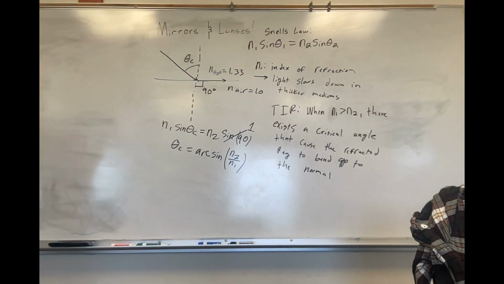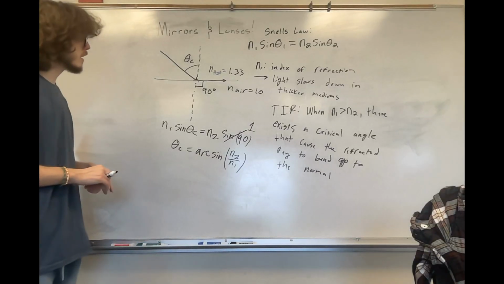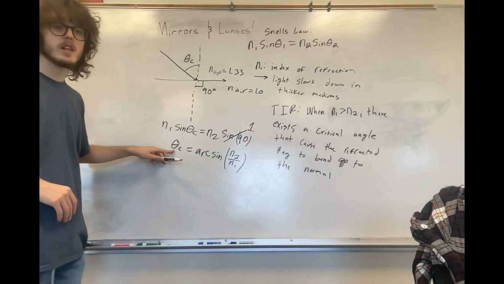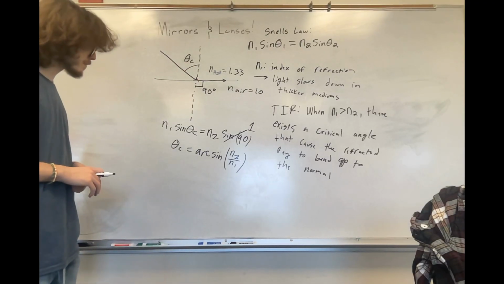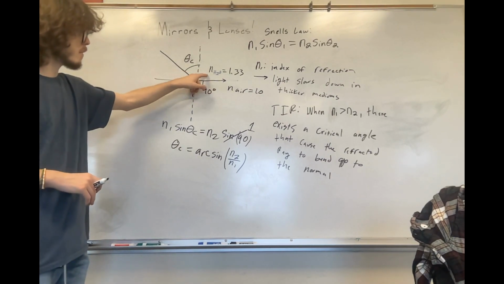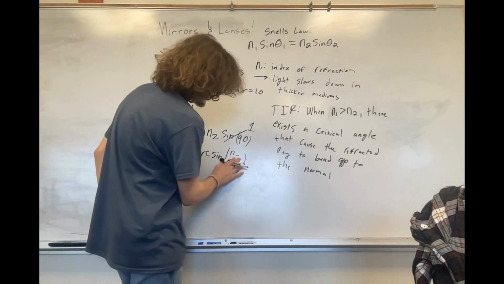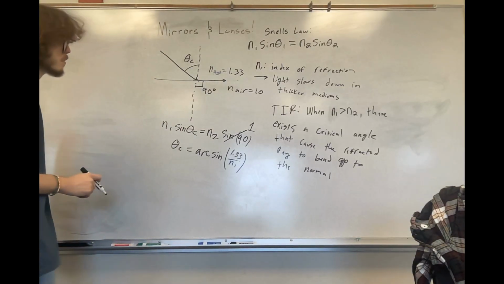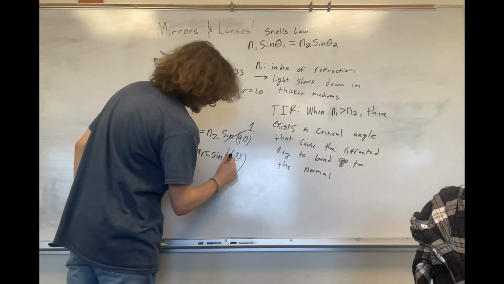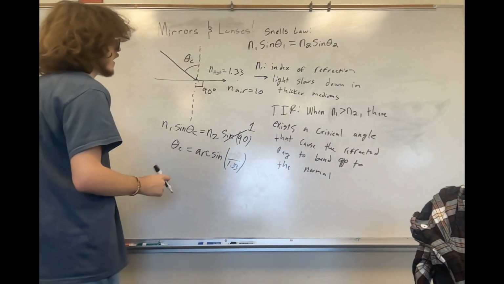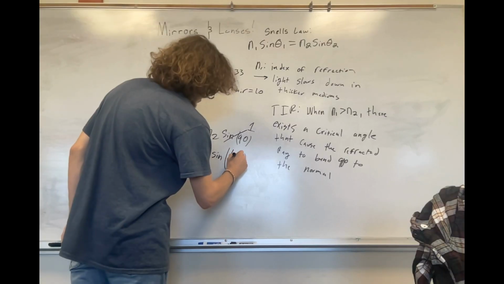Okay, so it's pretty simple there. Basically, it says any theta that will give you 90 exists at some critical angle of c. Now, we can find this because we know what n1 and n2 are. So we know that n1 is 1.33, and n2 is air, which is 1.0.